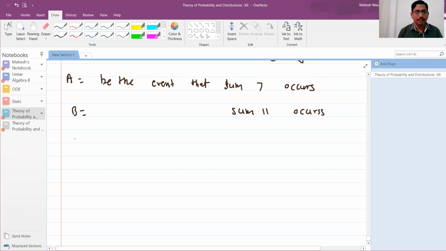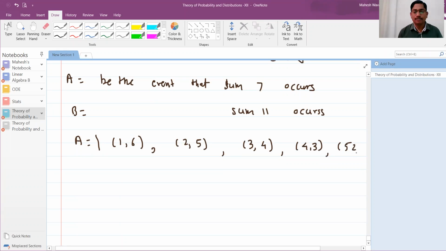So what are the elements? For example, I write the elements of A. In the first row, 1 and 6 gives a total of 7. In the second row, 2 and 5 gives a total of 7. In the third row, you get 3, 4, total of 7. In the fourth row, you get 4, 3. In the fifth row, 5, 2. And in the last row, 6, 1. So these are the sample points whose sum is 7. So the number of count is 6 for this.